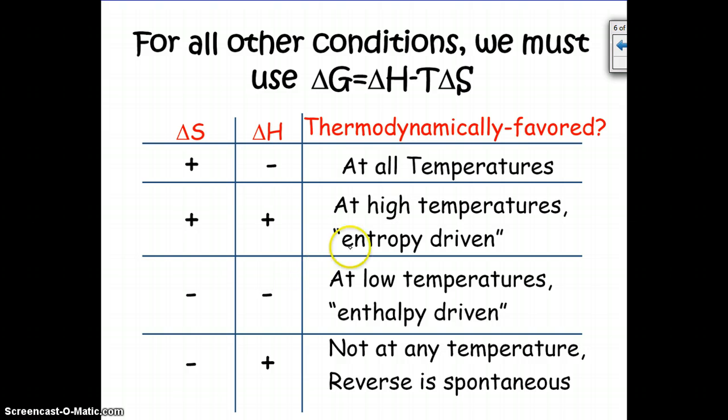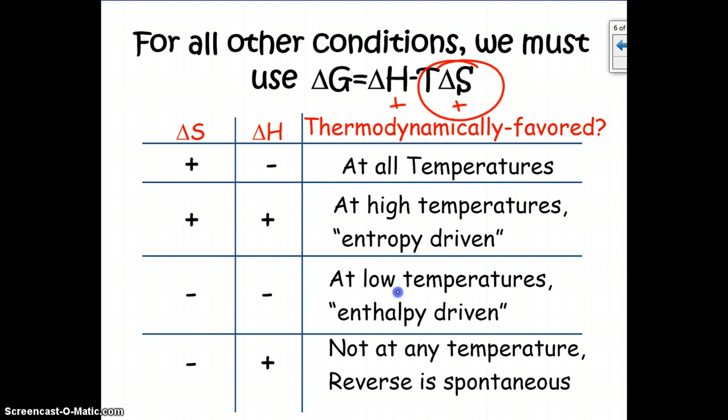Now, the cases where you have the same sign for delta S and delta H, positive, positive, and negative, negative, can happen sometimes. It depends on the temperature. So if you have a positive S and a positive H, it's only going to be favorable at high temperatures, and it's going to be driven by your entropy. So at high temperatures, you're going to have a positive here and a positive there. You need a negative, so you have a positive minus a positive. So you need the temperature to be kind of high so that this T delta S value that's going to be minus here will be larger than that positive delta H value. So this is an entropy-driven reaction.